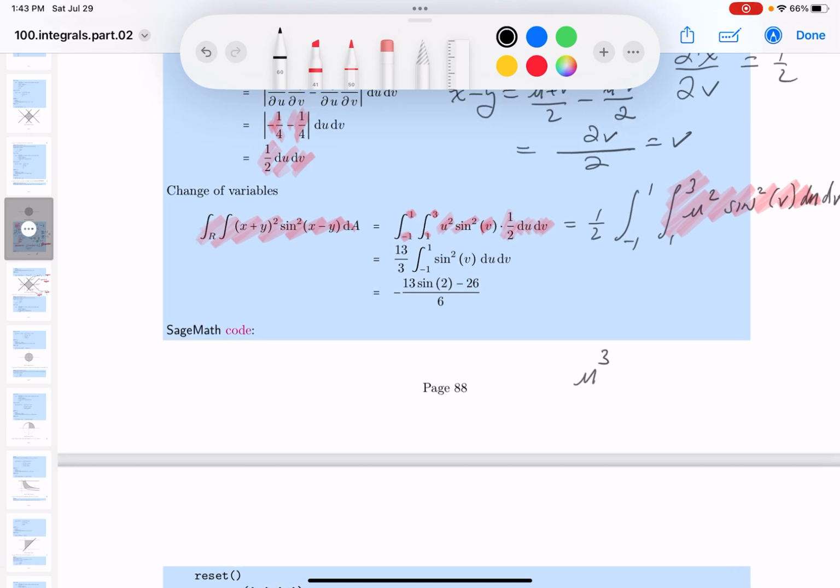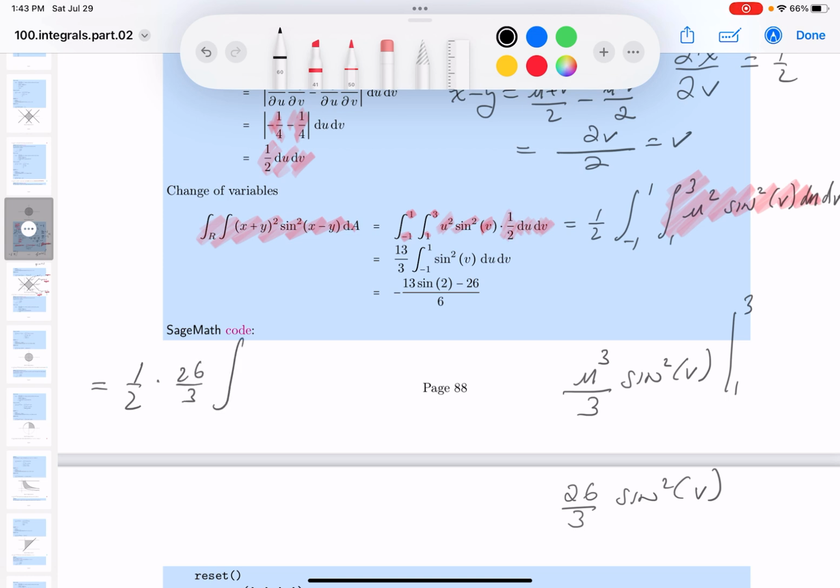U cubed over 3 sine squared v, and that's going to go from 1 to 3. And I'm evaluating the u. That's going to give me u cubed: 3 cubed is 27, and 27 minus 1 is 26. I'm going to write that down. I'm going to pull the 26 thirds out. What do you get? 1/2 times 26 thirds. The integration I'm getting now is from -1 to 1 of sine squared v dv. I got to do that now.